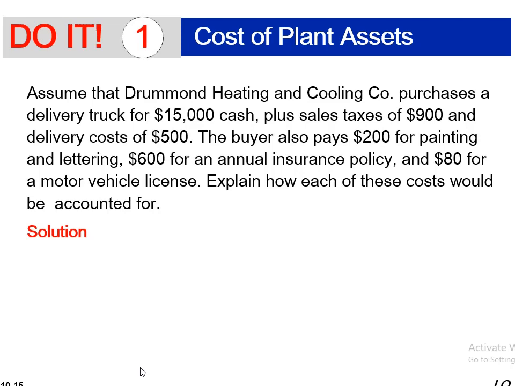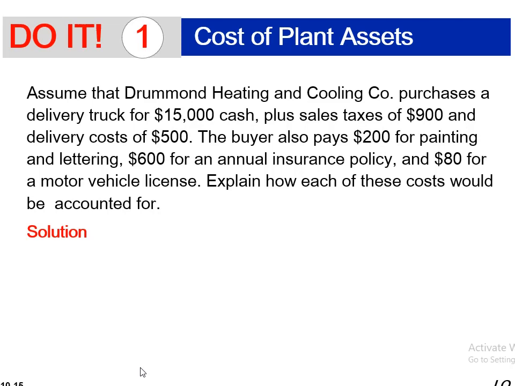This is a do it exercise. It's about Dermon Heating and Cooling Company. They purchased a delivery truck for $15,000 cash. Plus, they paid sales taxes $900, and the delivery cost means transportation cost for this truck was $500. The buyer also paid $200 for painting and lettering. $600 for annual insurance policy. So this is insurance annual. It's not in transit, so we are not going to add it. And $80 for the motor vehicle license insurance. Again, license insurance is renewable, so we are not going to add it.